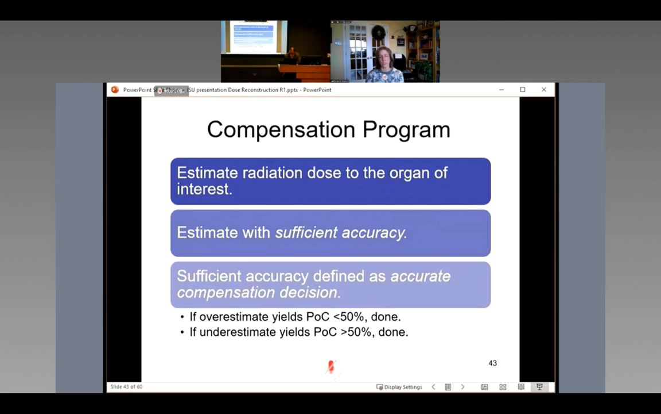And similarly, if you do an underestimate and the probability is greater than 50%, then there's no need to do additional assessments or refinements because you're only going to increase the probability.